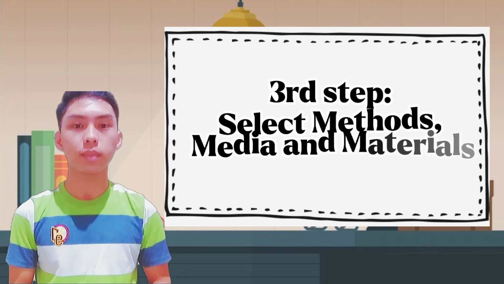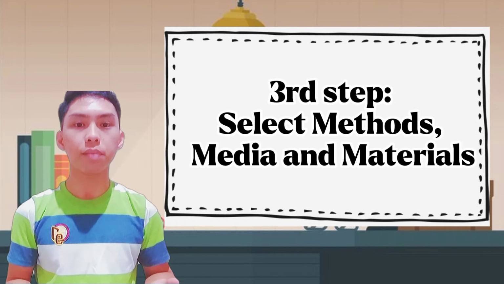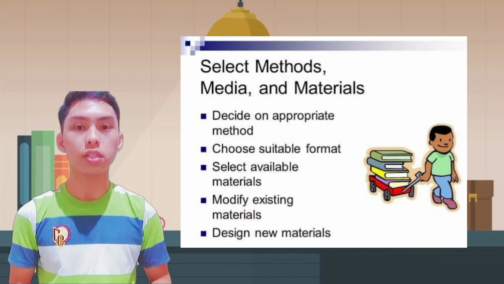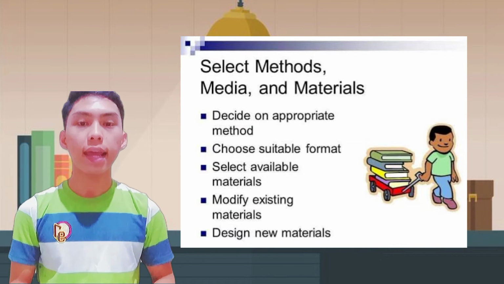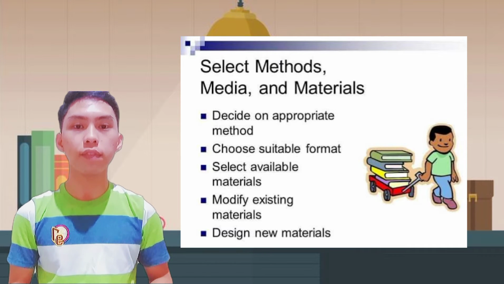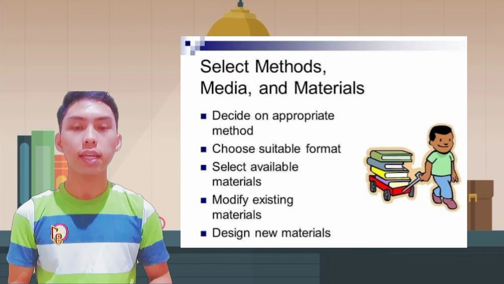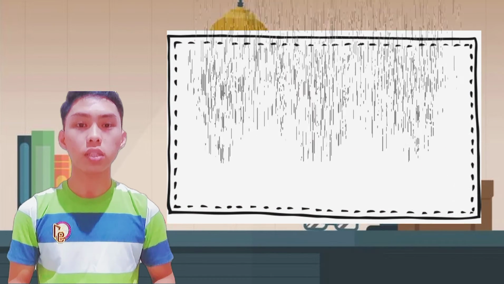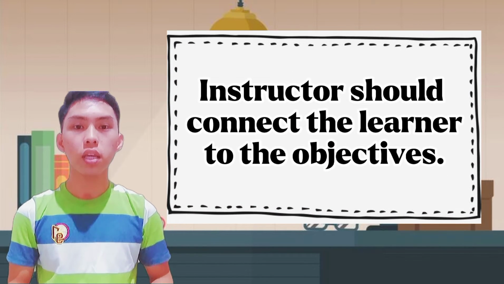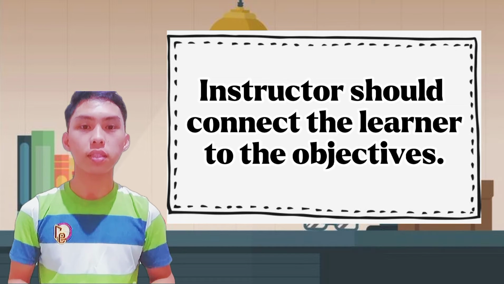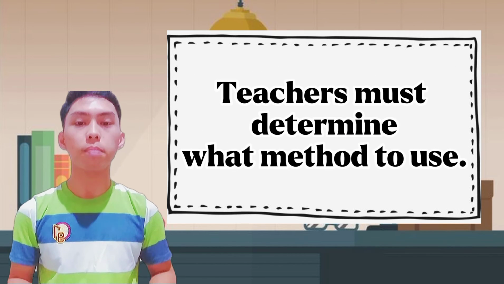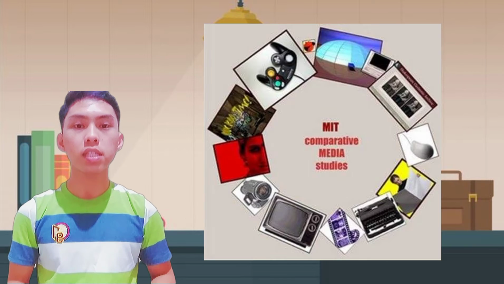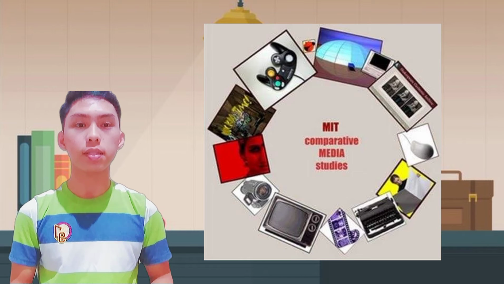Third step, select methods, media, and materials. This helps teachers to select the media that will be used and how to deliver the content, given what your learning objectives are. It is necessary to pick instructional methods, media, and materials that will bring results. The instructor should connect the learners to the objectives to create connections. Teachers must determine what method to use. First, figure out which delivery method is best for your instruction.